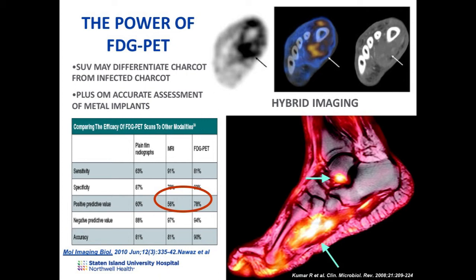And of course, on this example down on the bottom right, we can see that a separate area in the talus had a standard uptake value that was infected. And of course, there's this area down below that's showing the periarticular infection, the periosseous infection.